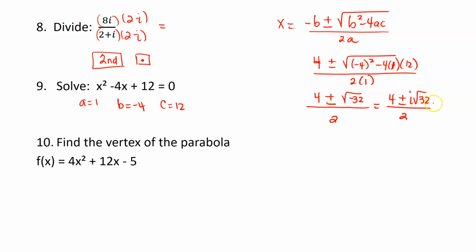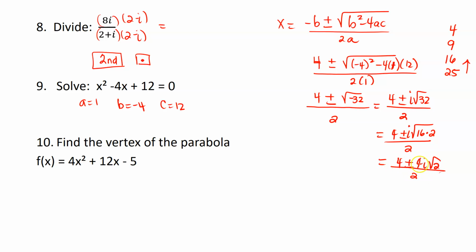Then I need to look at 32 and simplify it. Well, my perfect squares are 2 squared, 3 squared, 4 squared, 5 squared. Now 6 squared would go above 32. I need to look at this list from the bottom up and find the largest perfect square that will divide evenly into 32, and that would be 16. So I'd break that down into 16 times 2, take the square root of 16.